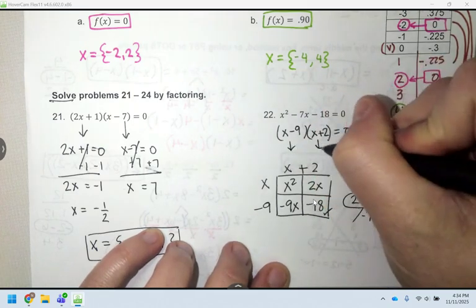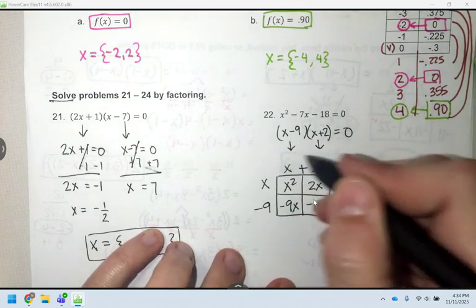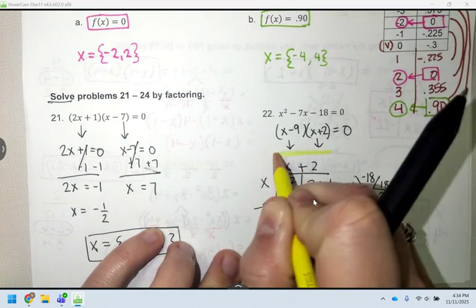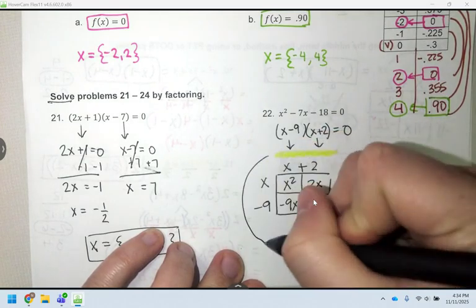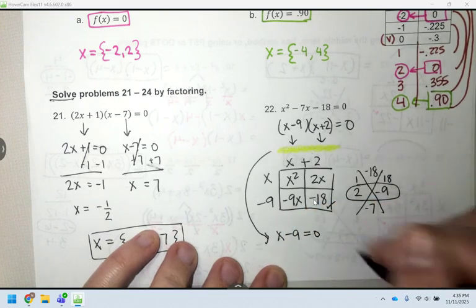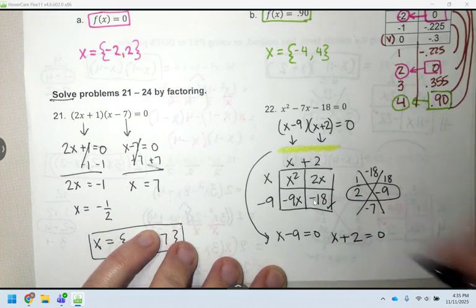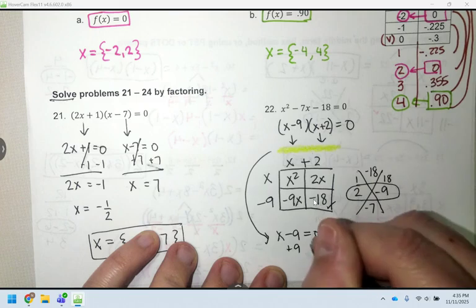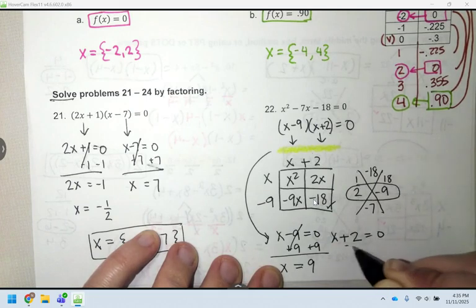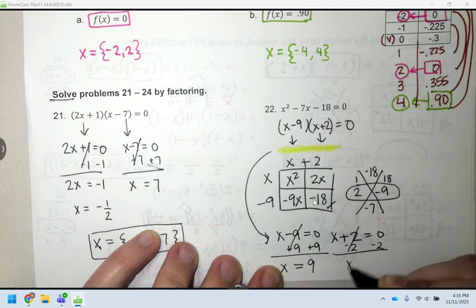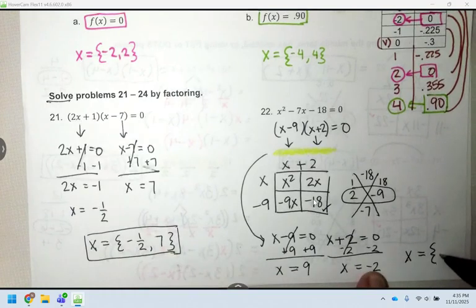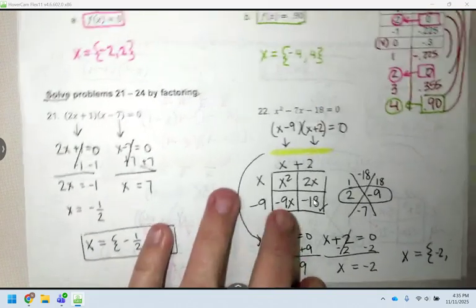Set each of these equal to 0. I should have done this elsewhere. So this spot right here, whatever is supposed to be here, I am moving down here. All right, so we've got x minus 9 is equal to 0. X plus 2 is equal to 0. So both of my values, least to greatest.